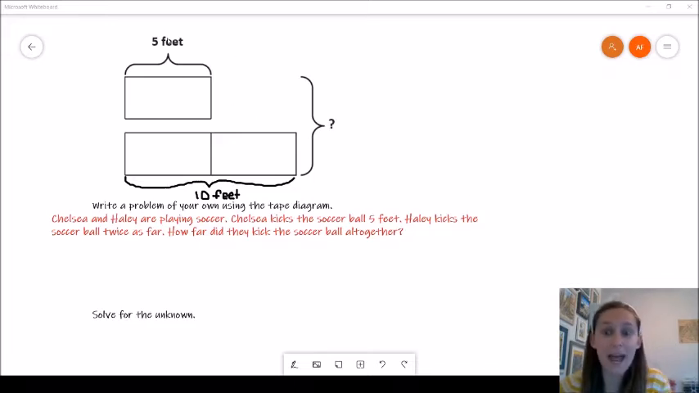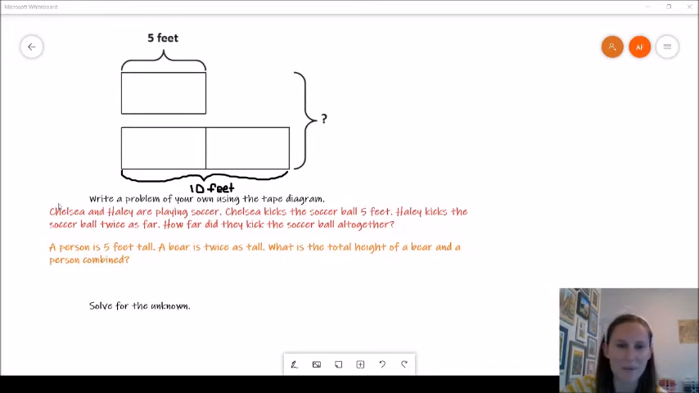Feet can also measure the height of something. So let's say that a person is 5 feet tall. Now, I don't want to say that another person is twice as tall because people aren't usually 10 feet tall. But what could be 10 feet tall? Maybe a bear. Let's say a person is 5 feet tall and a bear is twice as tall. What are their heights combined?